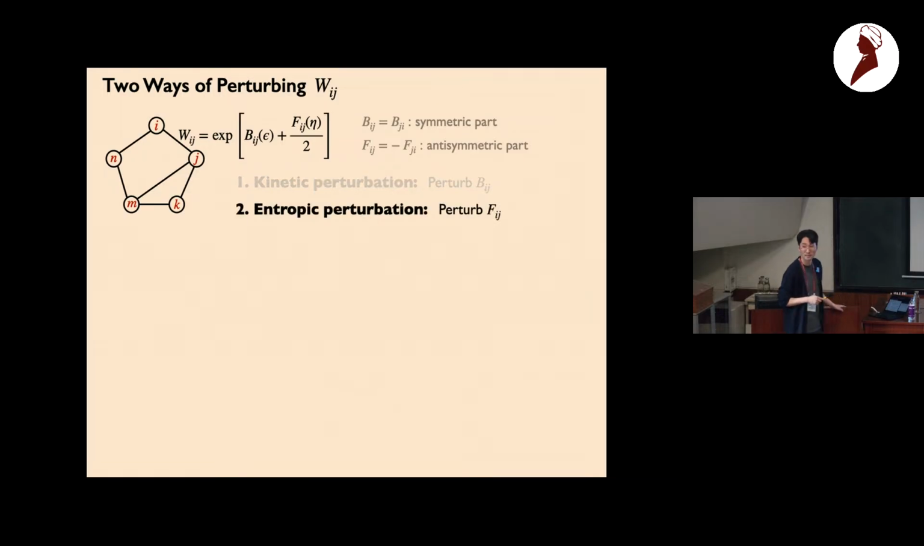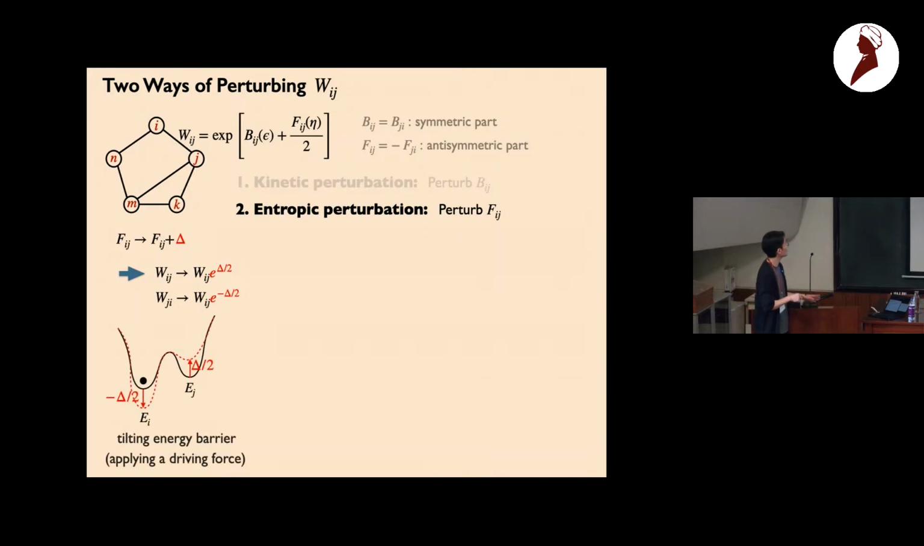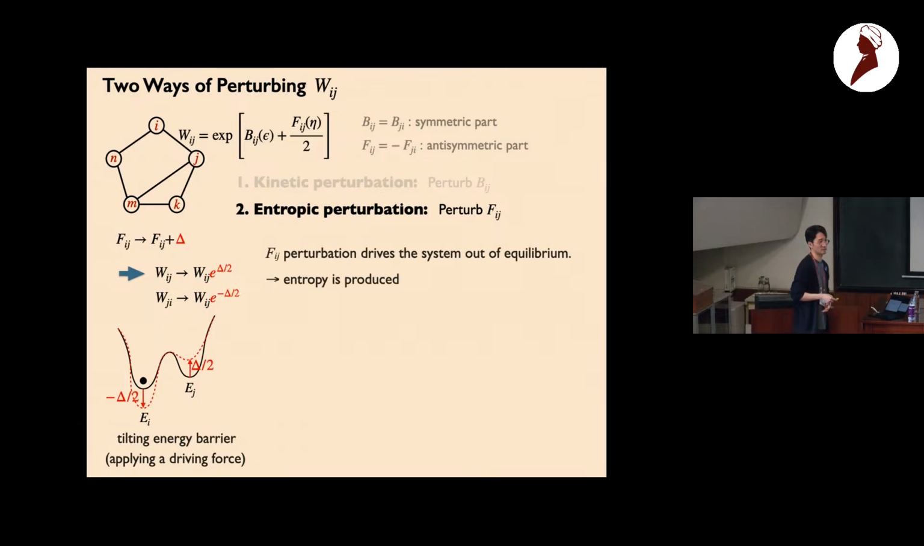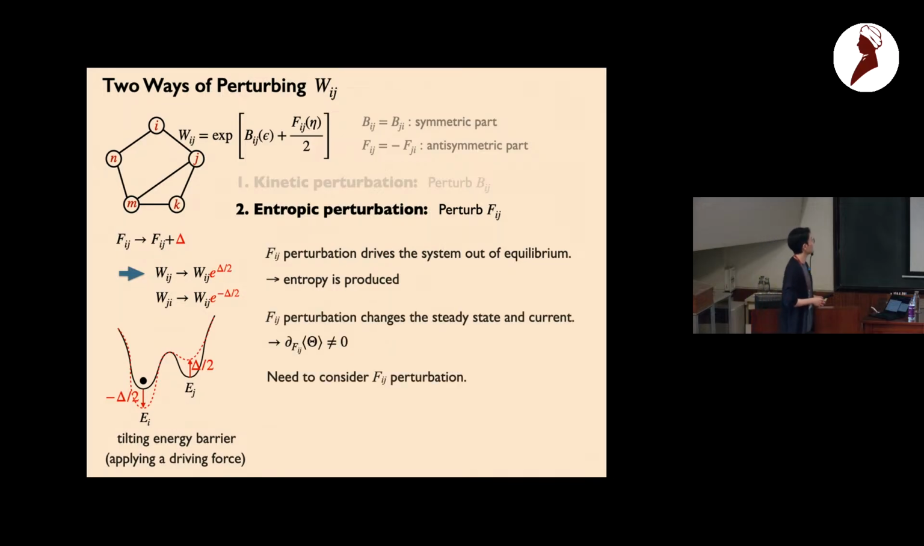Then what is the entropic perturbation? This is the entropic perturbation. It leads to this change of transition rate. Here these two factors are different: one is positive and one is negative. So this is like tilting the energy barrier. The i state energy is increasing, the j state energy is decreasing, something like that. It is like applying a driving force. So this F perturbation drives the system out of equilibrium. Entropy is produced, which is the reason why we call this entropic perturbation. This F perturbation changes the steady state and current, so it leads to a non-zero response. So we have to consider this F perturbation in non-equilibrium response theory.